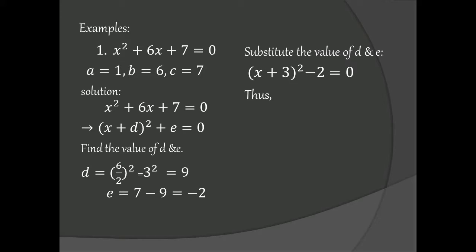Now, we're going to substitute the values of d and e for us to complete the square. So, quantity of x plus 3, which is the value of our d, squared, minus 2, which is the value of our e, is equal to 0. Thus, x squared plus 6x plus 7 is equal to quantity of x plus 3 squared minus 2.